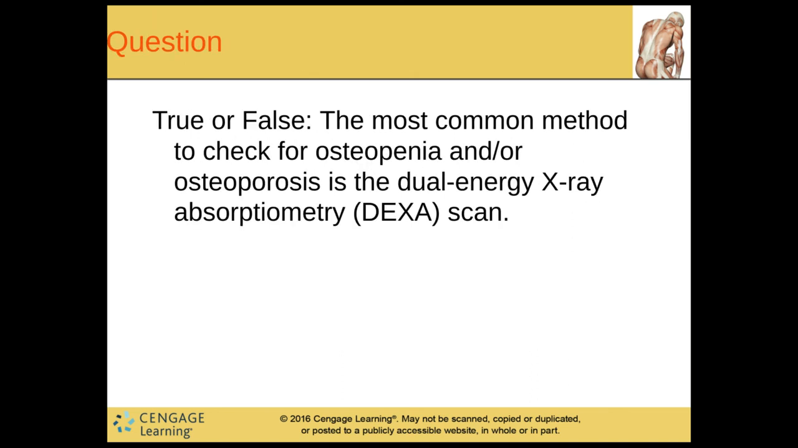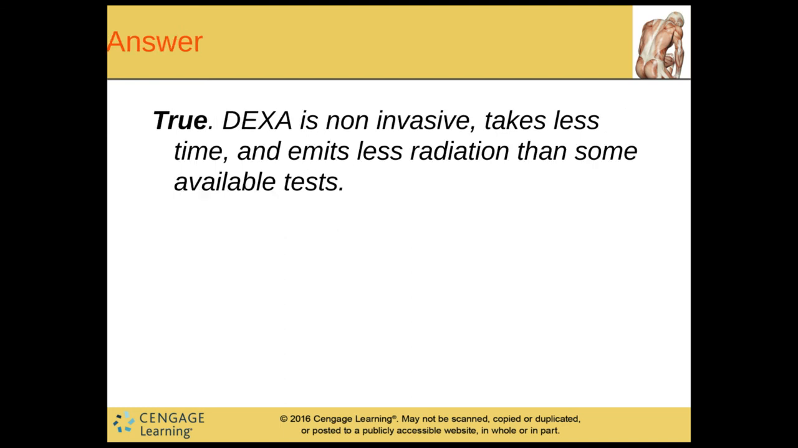True or false, the most common method to check for osteopenia or osteoporosis is the dual energy X-ray, or the DEXA scan. What do you guys think? That is true. DEXA is non-invasive, meaning you don't have to cut anybody open or give them any sort of shot or anything like that, right? It takes less time and it emits less radiation than some available tests.